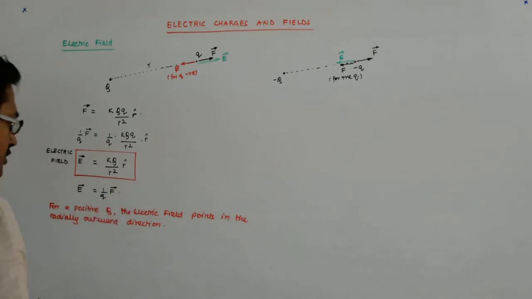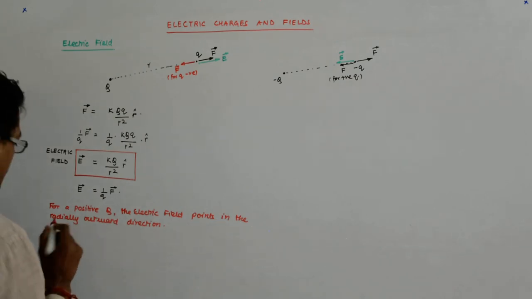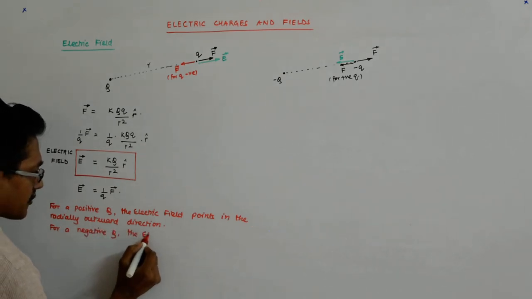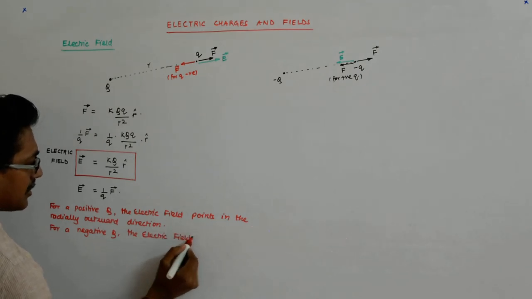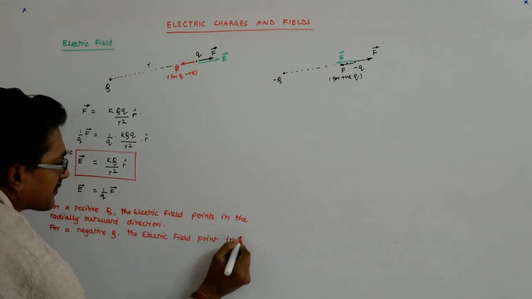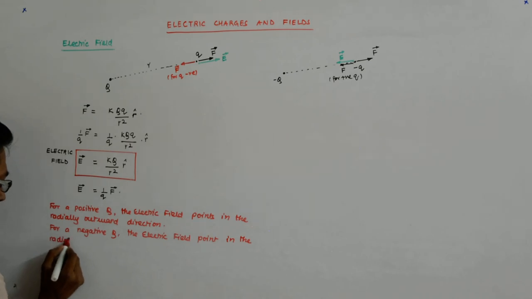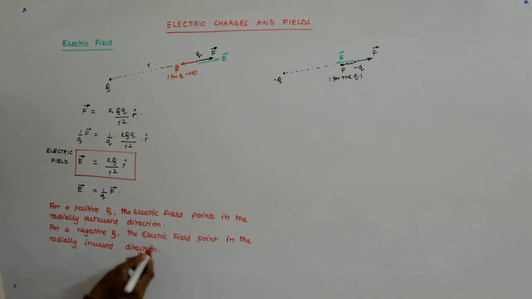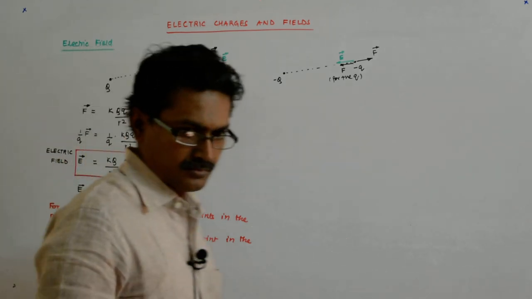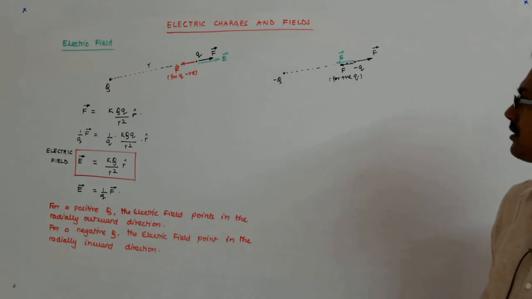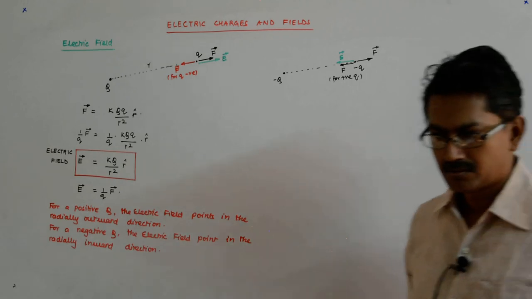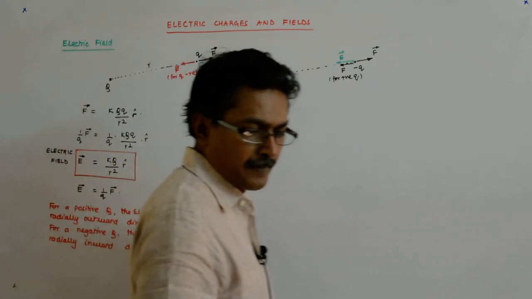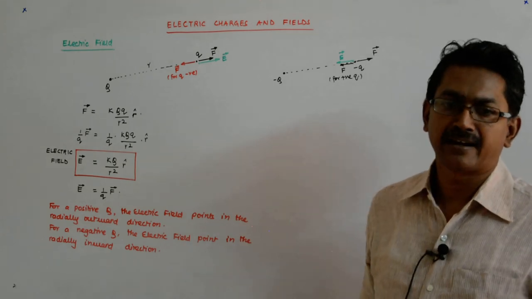So what happens? For a positive q, the electric field points in the radially outward direction. And for a negative Q, the electric field points in the radially inward direction, correct? We get the point. It points in the radially inward direction. So somehow the electric field points in a particular direction depending on the polarity of the charge.